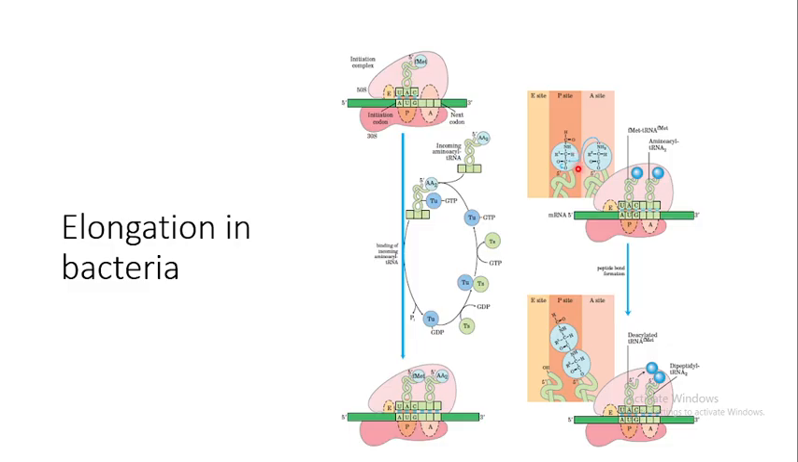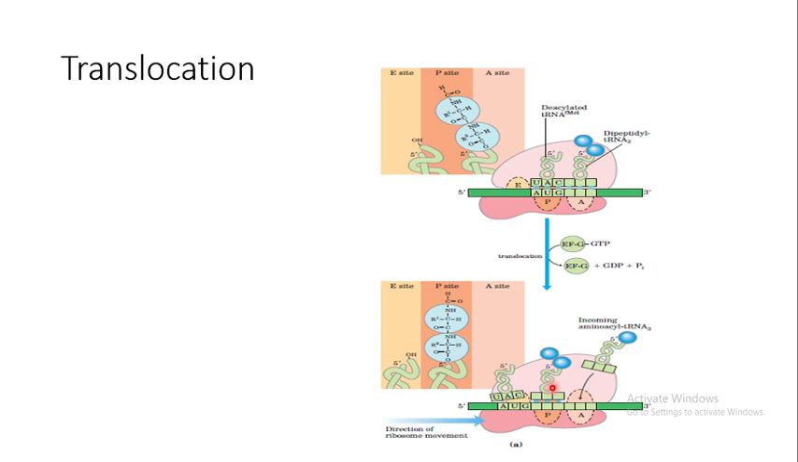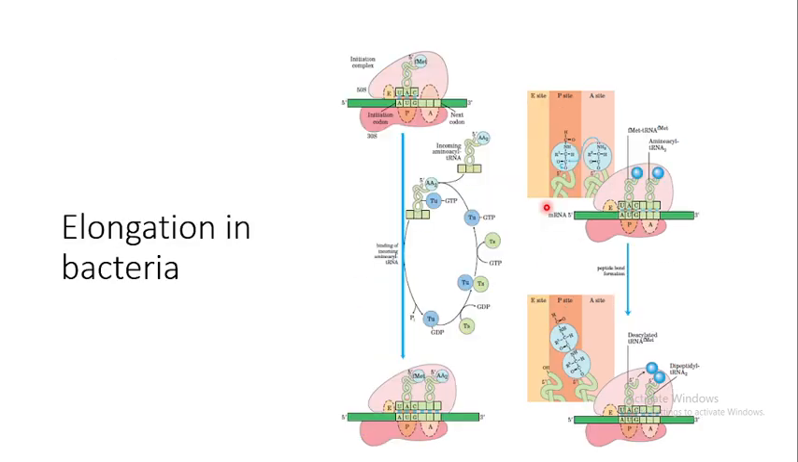So now this amino acid is transferred from this tRNA of the P site to this chain, which is on the tRNA of the A site, right? So now this tRNA will be empty. So now the next step is the translocation. So now the ribosome will move in this direction, right?